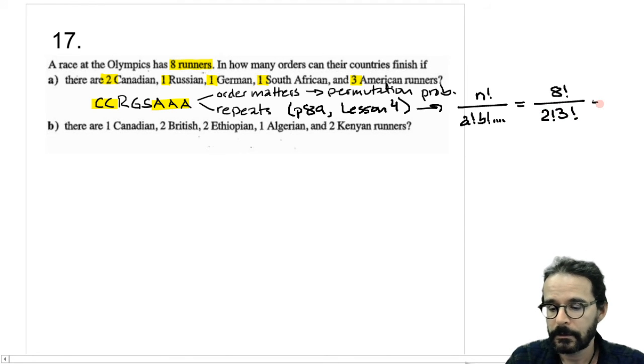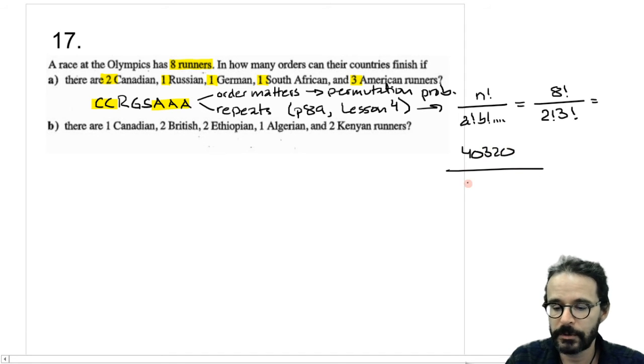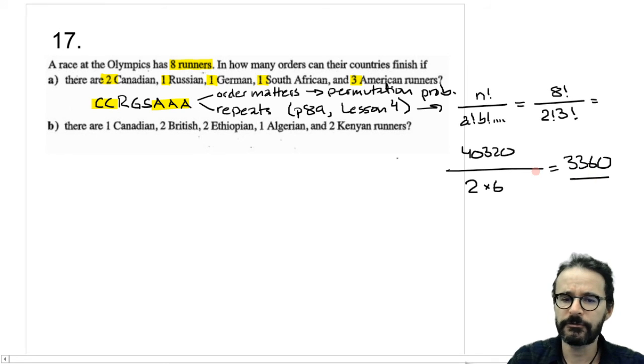Okay, so 8 factorial is 40,320. 2 factorial is just 2, and 3 factorial is 6, so 2 times 6. If we evaluate this, we're going to get 3,360 different orders in which these runners can finish.